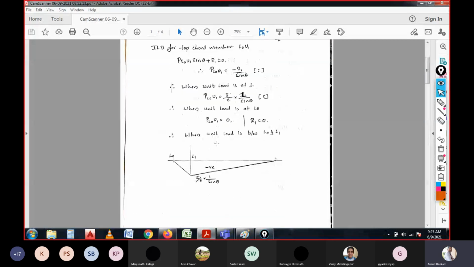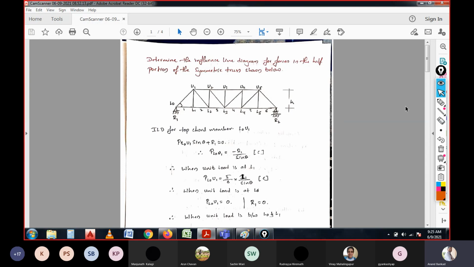Okay. And when we are discussing the top chord members, next we have U1, U2. Now we have just completed L0, U1.